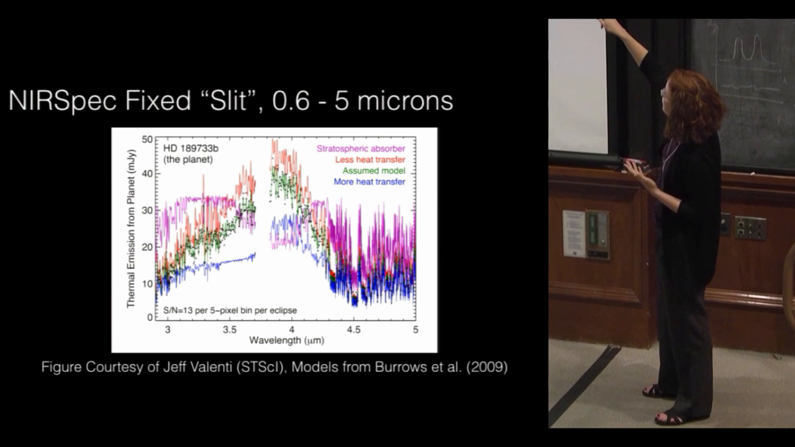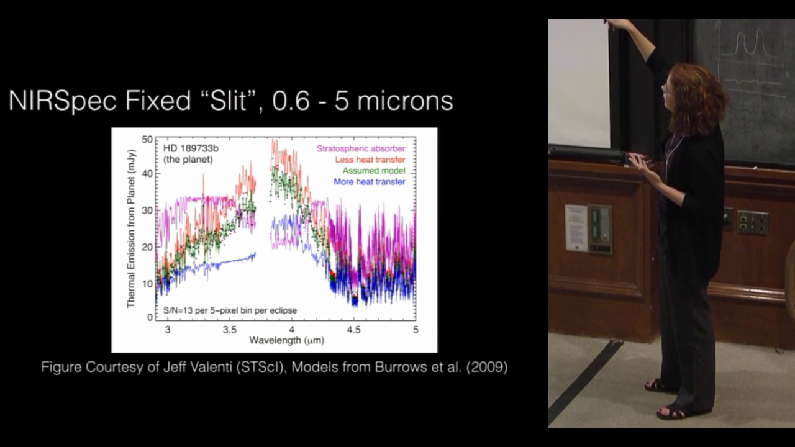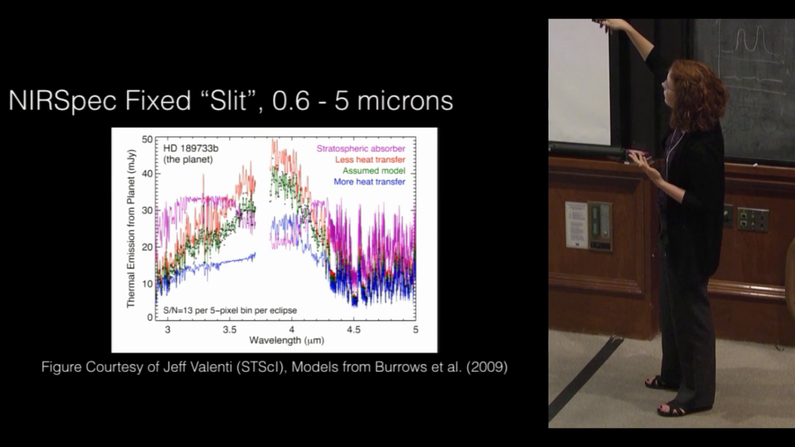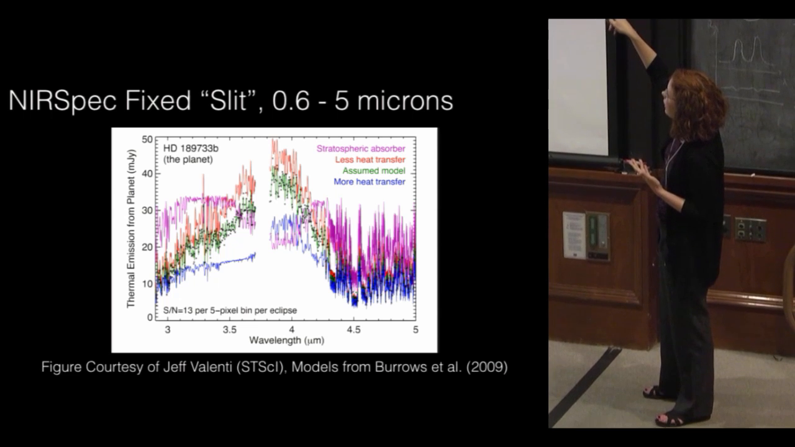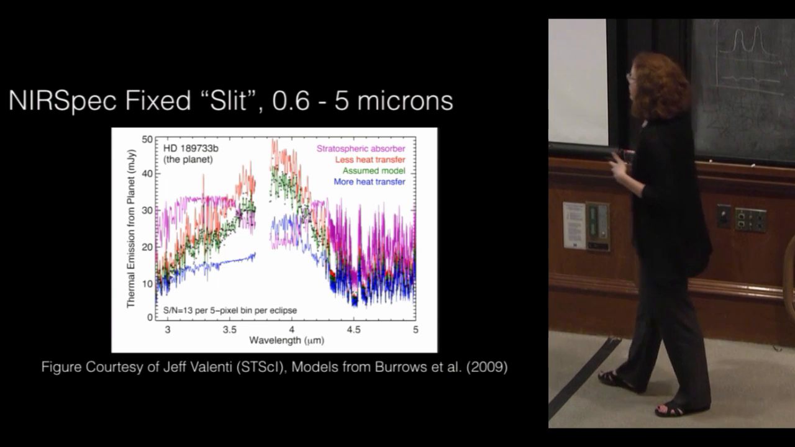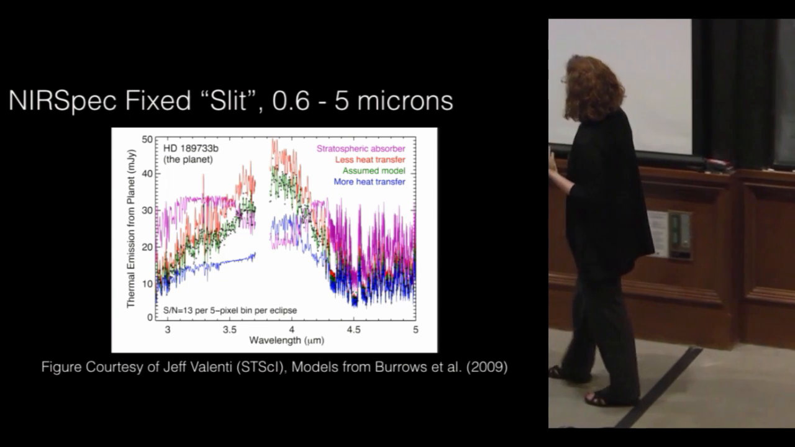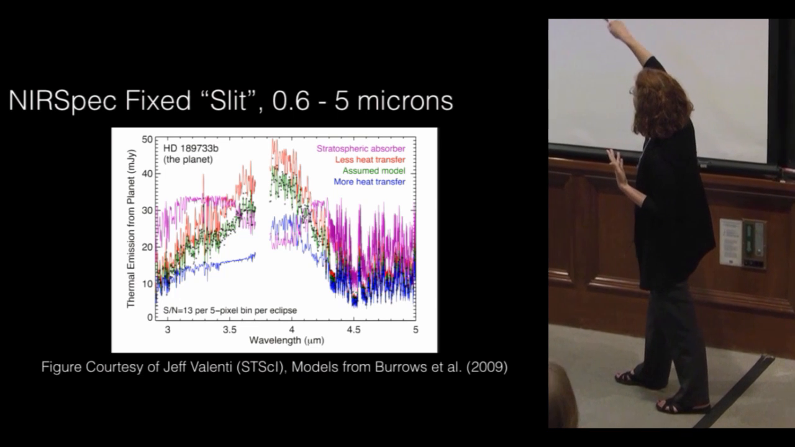So they have a combination that covers the whole 0.6 to 5 micron range. And these are just some simulated planetary spectra at the sort of native, well, bend down just a little bit, resolution. It easily allows you to tell the difference between a number of different atmospheric scenarios, inverted, non-inverted, different heat redistribution efficiencies. So these again are theoretical eclipse spectra, so thermal emission from the planet.